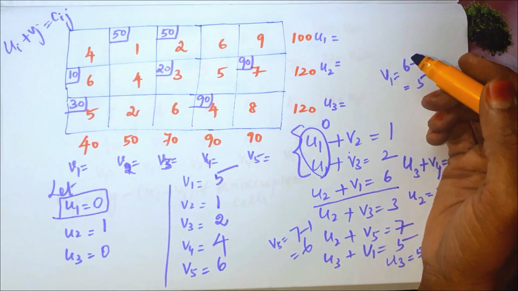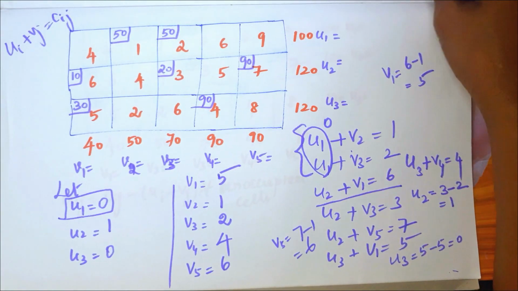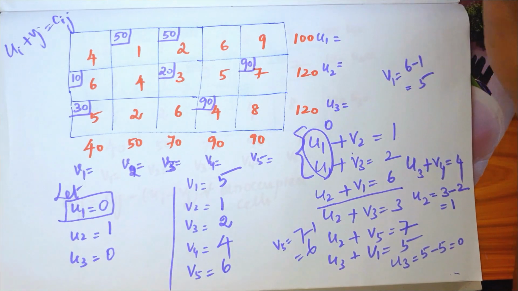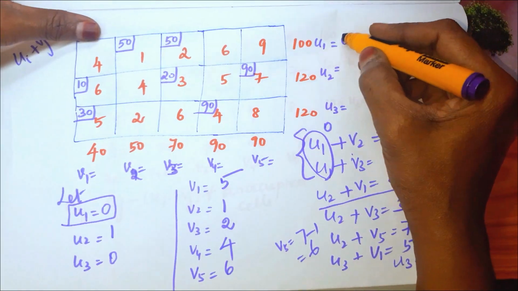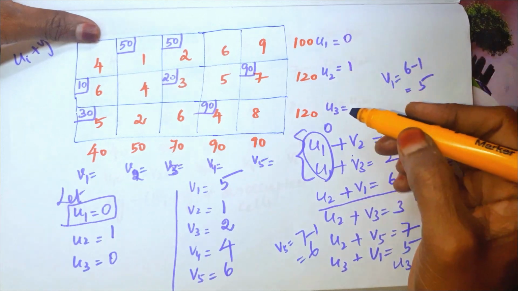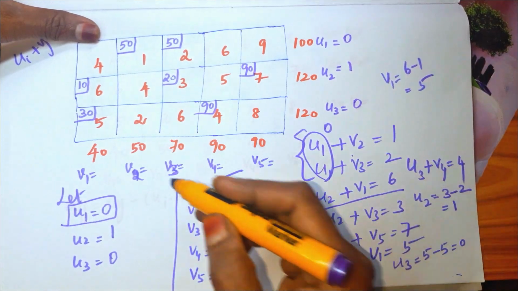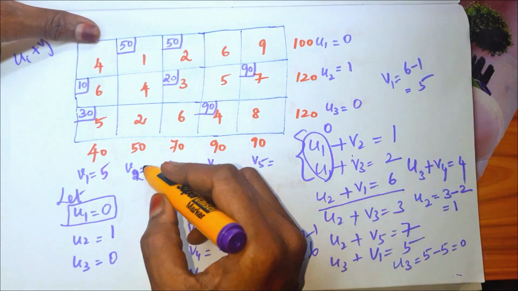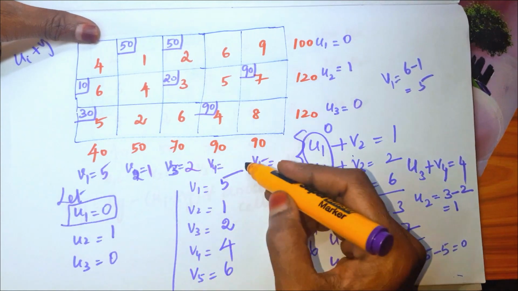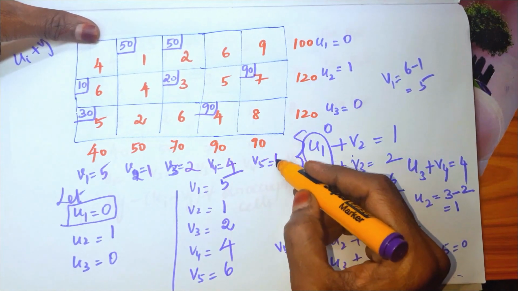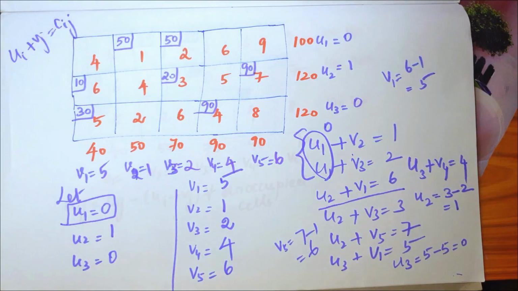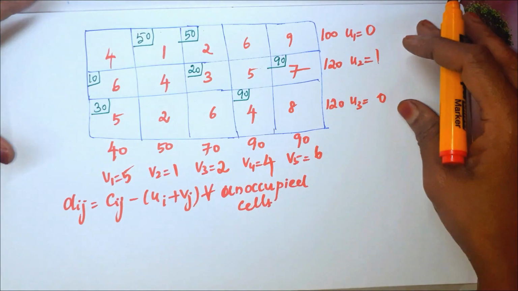I'm going to fill those values in the table. So u1 is 0, u2 is 1, and this is 0, and this is 5, and this is 1, this is 2, this is 4, this is 6. Am I right?